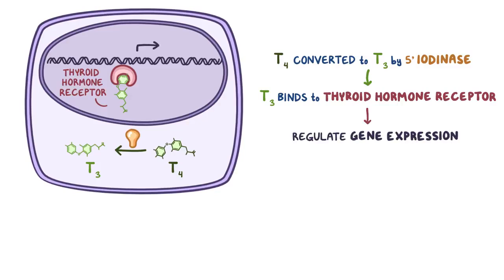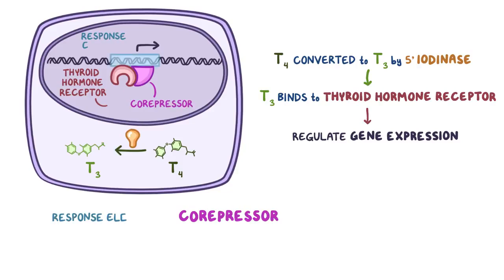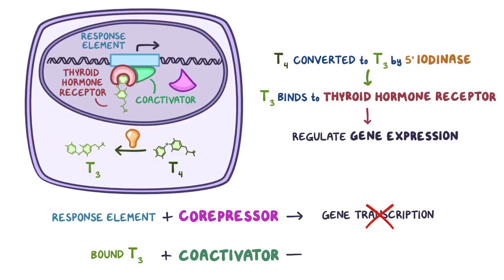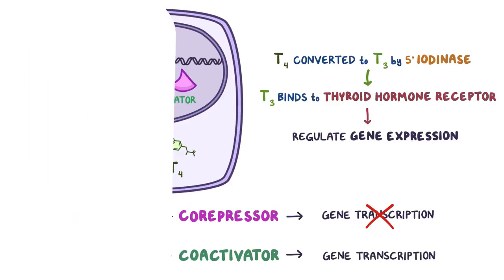Normally, the thyroid hormone receptor, along with a co-repressor molecule, is bound to DNA regions called thyroid hormone response elements, and that blocks gene transcription. When T3 binds to its receptor, the co-repressor molecule gets displaced and a co-activator molecule attaches instead, allowing gene transcription to proceed. T3 helps to speed up the basal metabolic rate, especially when we have to adapt to the environment.